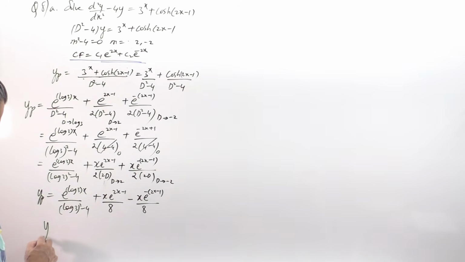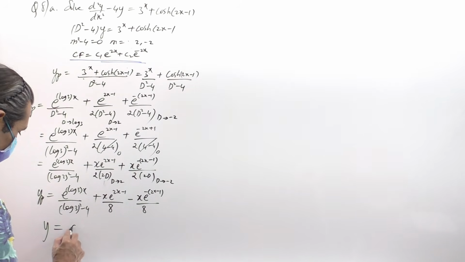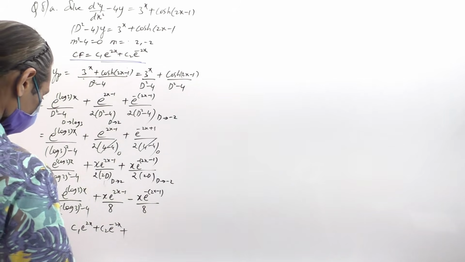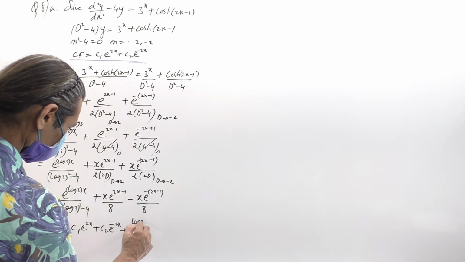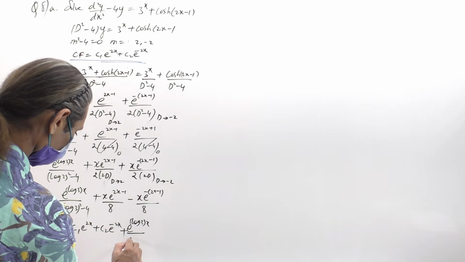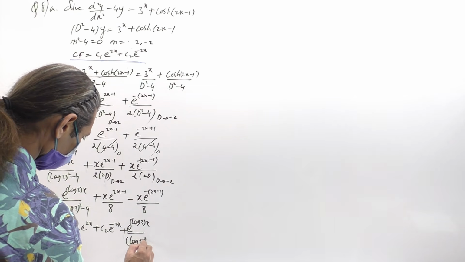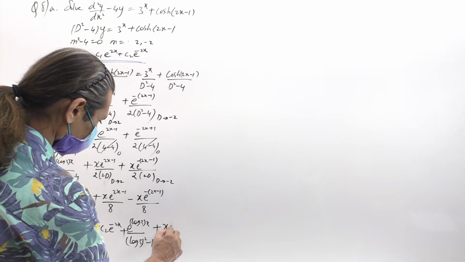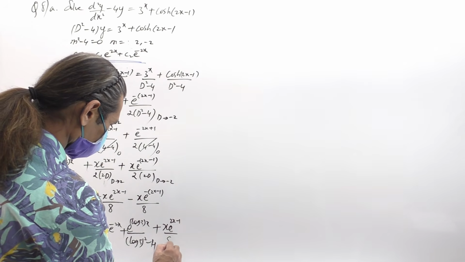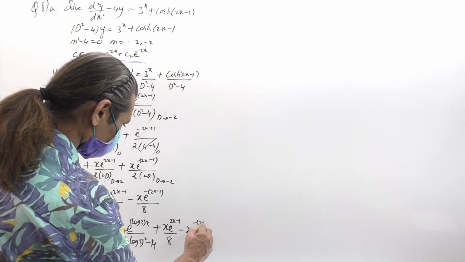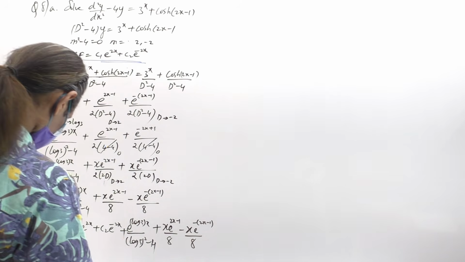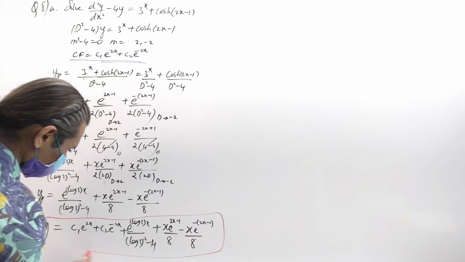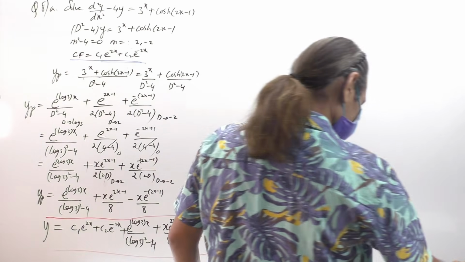So the solution is, as you know, CF plus PI. So y is equal to c1 e raised to 2x plus c2 e raised to minus 2x plus e raised to log 3x divided by log 3 whole square minus 4. Okay, keep it as it is, plus x e raised to 2x minus 1 by 8 minus x e raised to minus 2x minus 1 by 8. That's all. So this is the solution. Okay, that's it. Important question, to practice it.